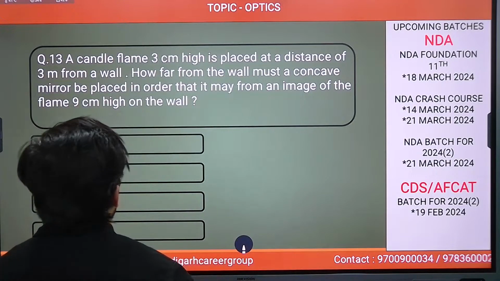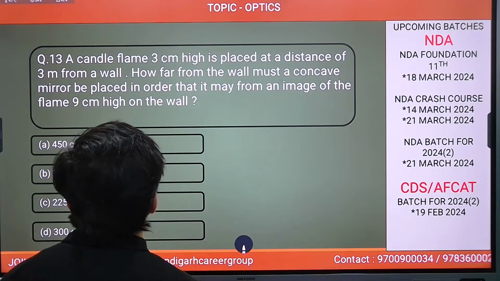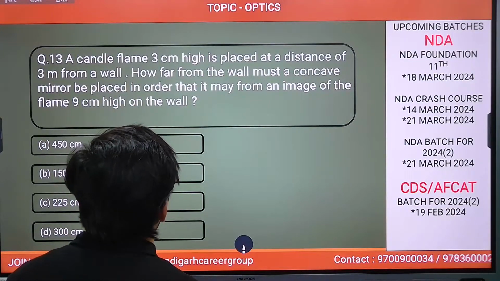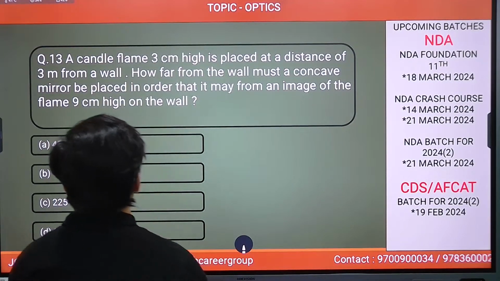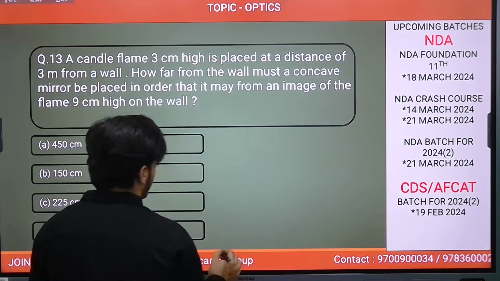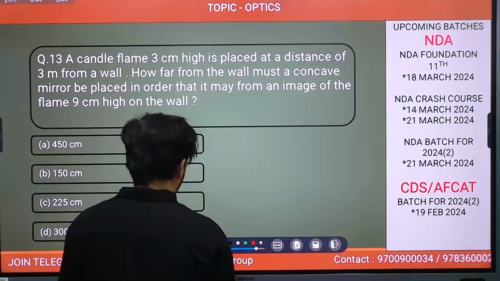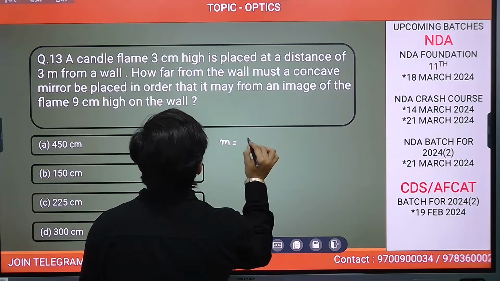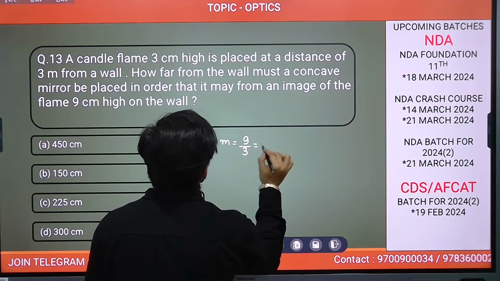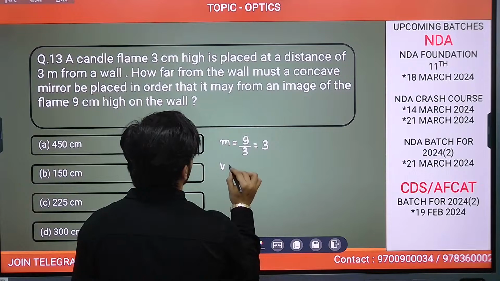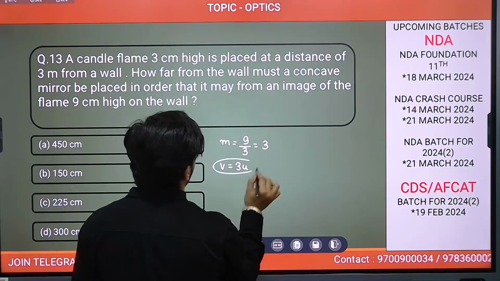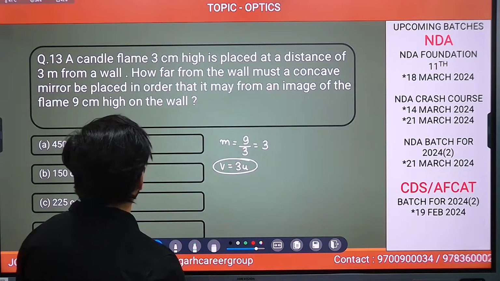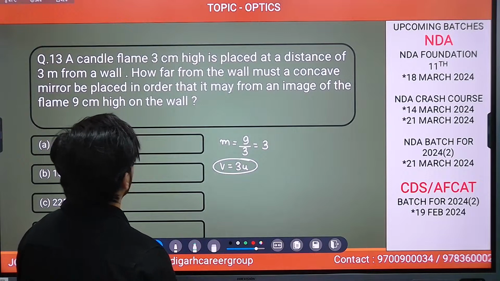A candle flame 3 centimeter high is placed at a distance 3 meter from a wall. How far from the wall must a concave mirror be placed in order that it may form an image of the flame 9 centimeter high? We are given certain specific data like magnification. It's 9/3, which is 3. So means v is equals to 3u. We have to place a concave mirror.